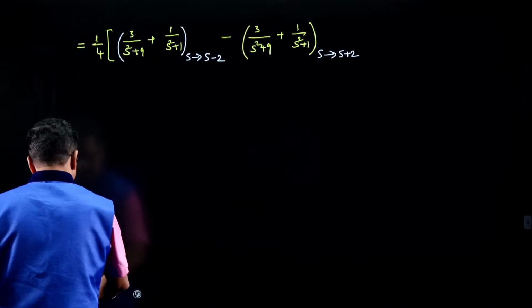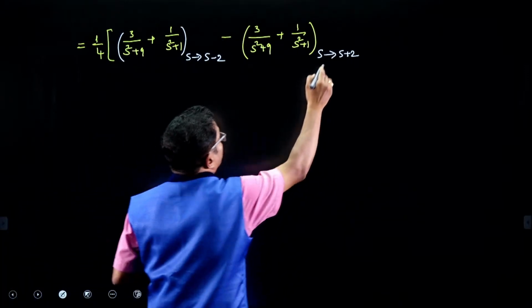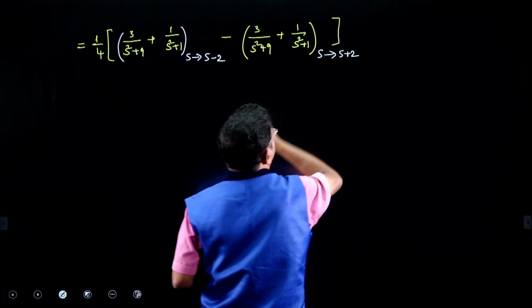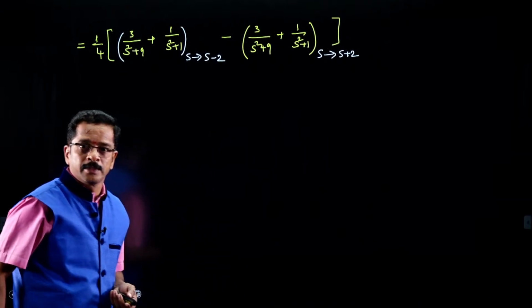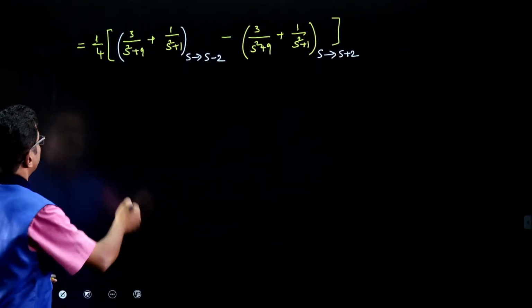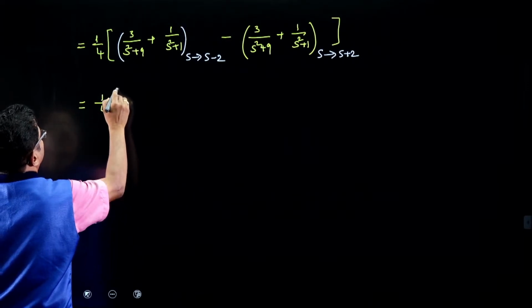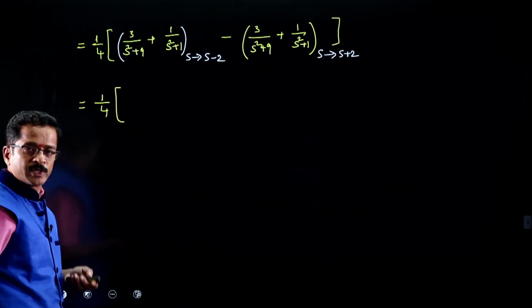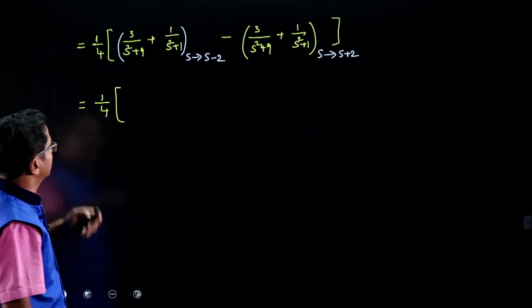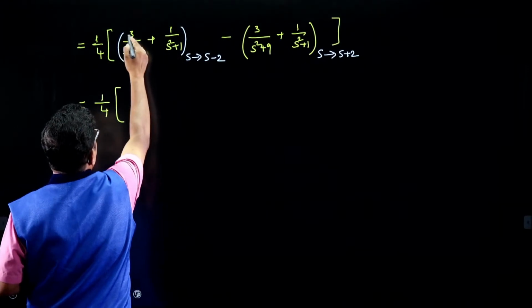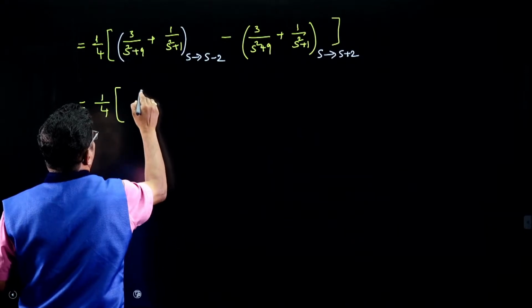Okay, in this S is shifted to S plus 2. Close the bracket. Right? So then which is equals to 1 by 4. First, before going to shift S to S minus 2 or S to S plus 2, simplify first. So 3 into S square plus S square, 4S square.